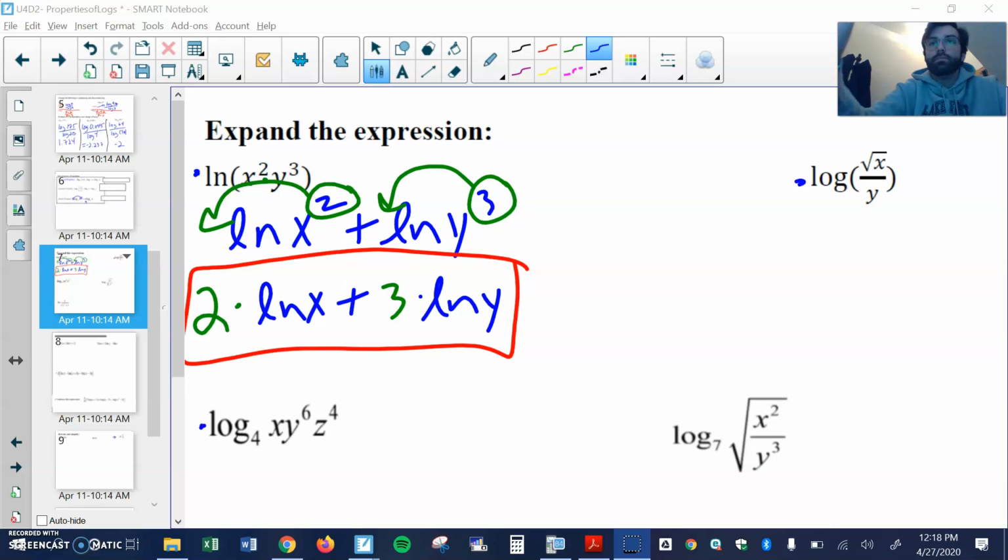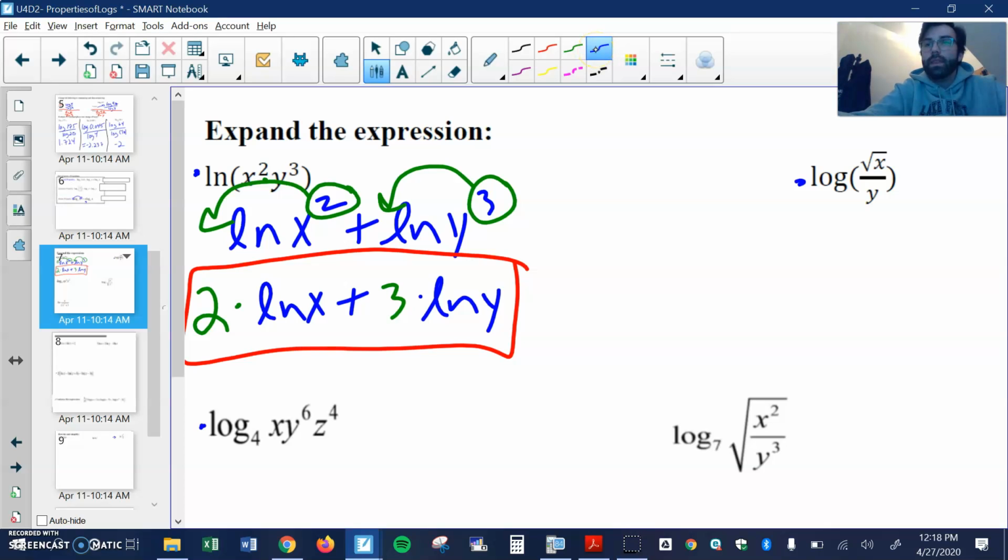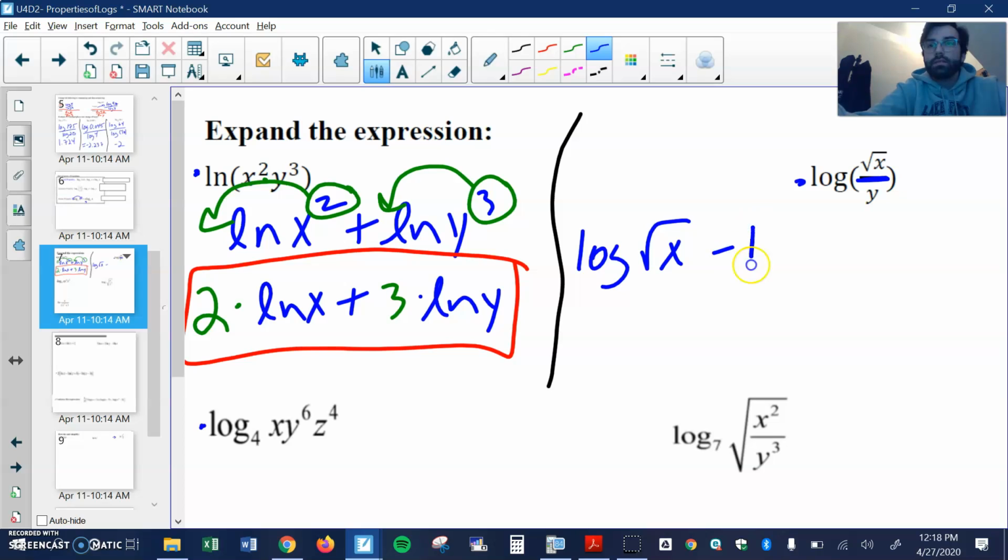This one's a little bit different, but similar in its own right. Now I have division. Remember, if multiplication means addition, then division means subtraction. Okay, so I have the log of the square root of x minus the log of y.